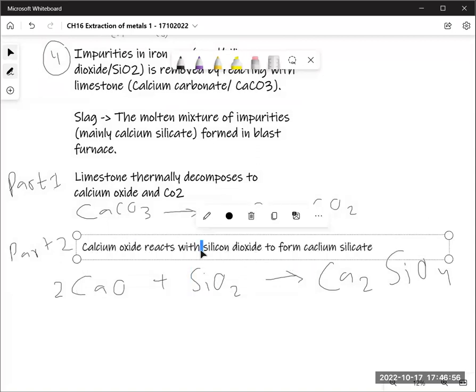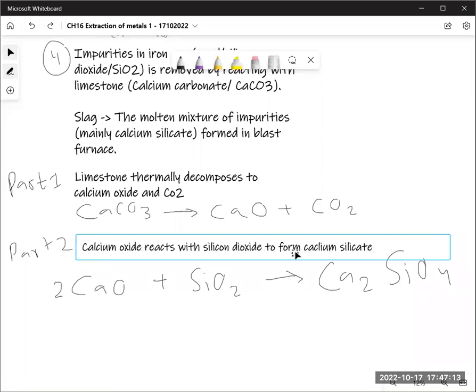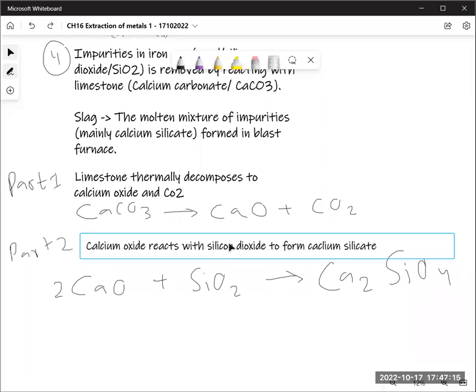Over there, calcium oxide reacts with silicon dioxide to form calcium silicate. You can write this as plus. You don't have to write this, but just understand that these mean the same thing. This is your word equation: calcium oxide plus silicon dioxide gives us calcium silicate, or calcium oxide reacts with silicon dioxide to form calcium silicate.